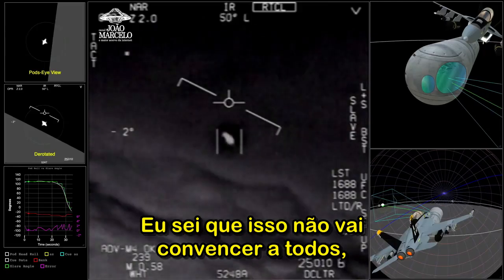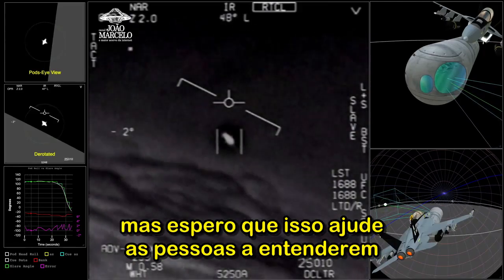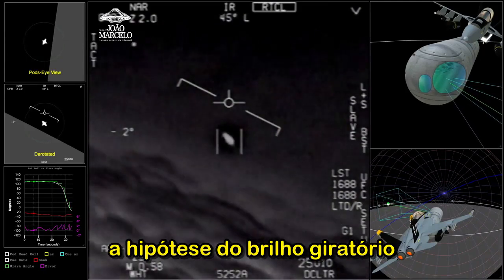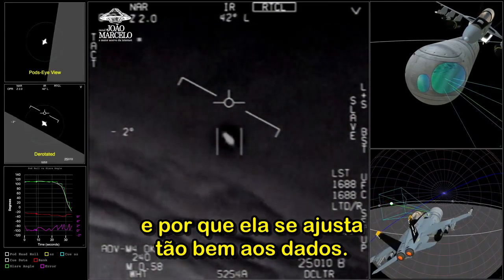I know this won't convince everyone, but I hope it will help people understand the rotating glare hypothesis and why it's such a good fit for the data.